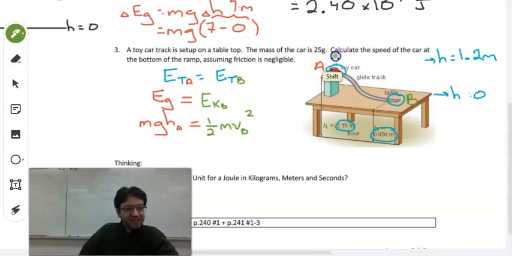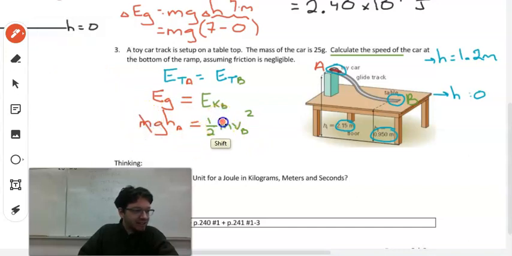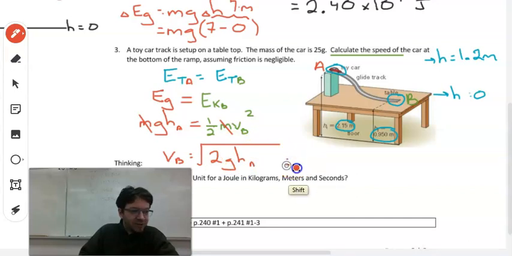Now all we have to do is solve for that V, right? Because that's what the question is asking for if we forgot: calculate the speed of the car at the bottom of the ramp. It turns out we don't actually have to convert 25 grams into kilograms because we have a mass term on both sides of the equation. It cancels. So rearranging for VB, we multiply by 2 and take the square root. We get the square root of 2 times g times the height at A. We can put in all of our numbers now.